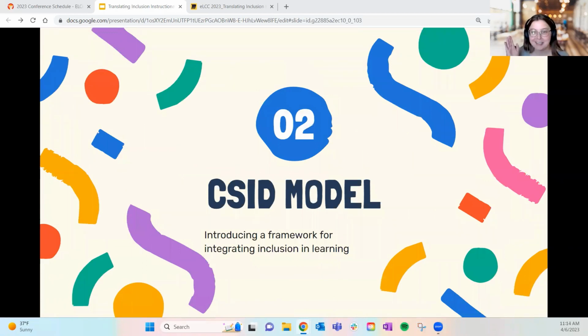Okay. And actually, that was perfect timing, Jesse, because I'm transitioning now into the CSID model. So we've begun to explore inclusion instructional strategies. Now I'd like to introduce a framework for integrating inclusion into learning environments called the culturally sustaining instructional design model, or the CSID model.